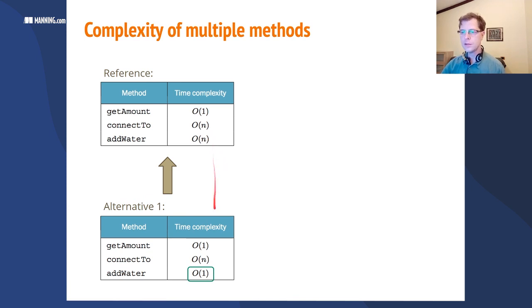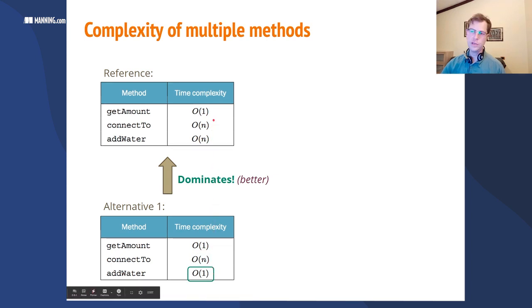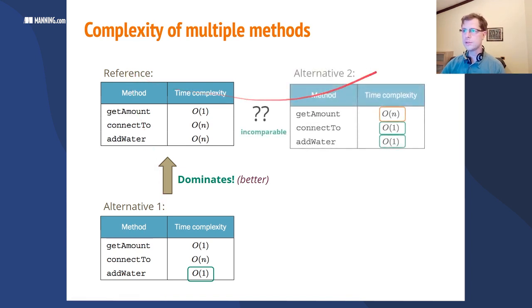Well, it clearly is, because I'm improving add water and I'm keeping the other two complexities the same. So this is better, and technically we can call it a dominating implementation. So this time complexity table dominates this one, because on every row, this table is better than the old table. So let's say that alternative 1 dominates reference.